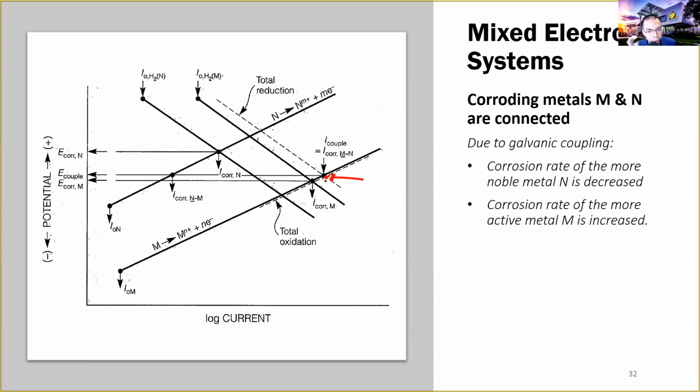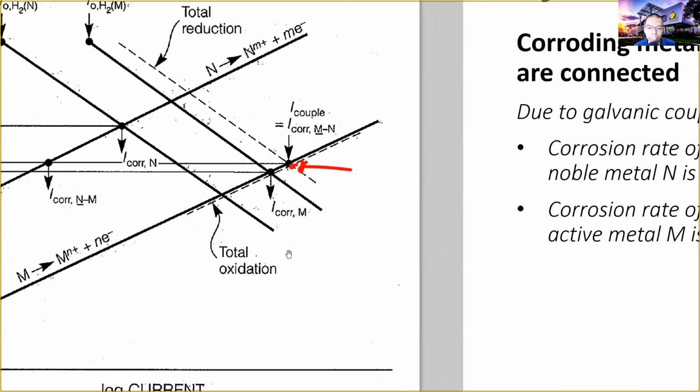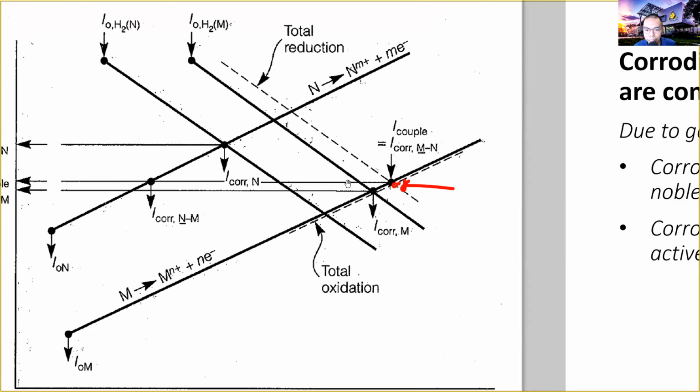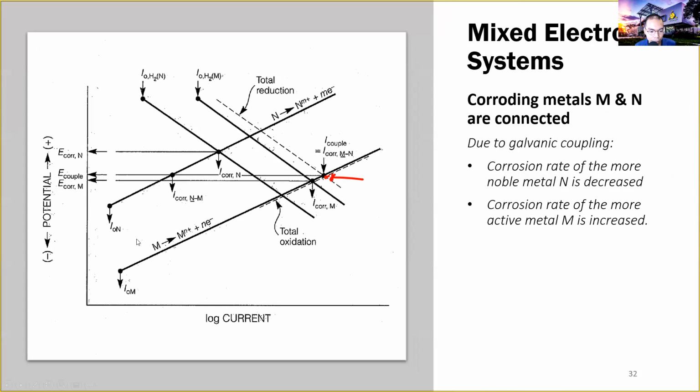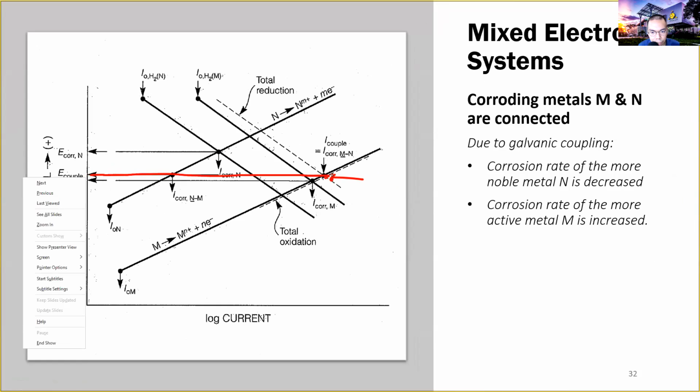To get the corrosion rate for M and N, we just have to get the intersection. Yun. We get the intersection of E couple. Yun, straight. I'm proud of that one. Ay, nawala.